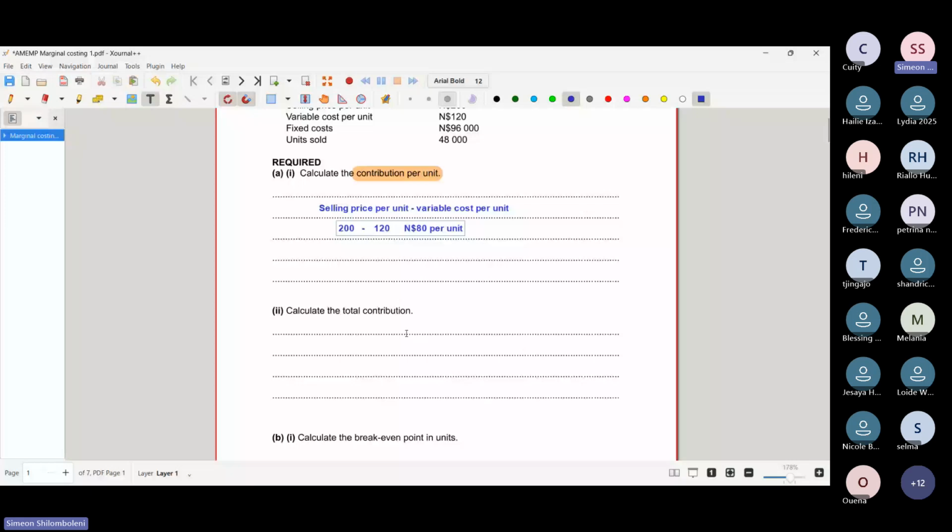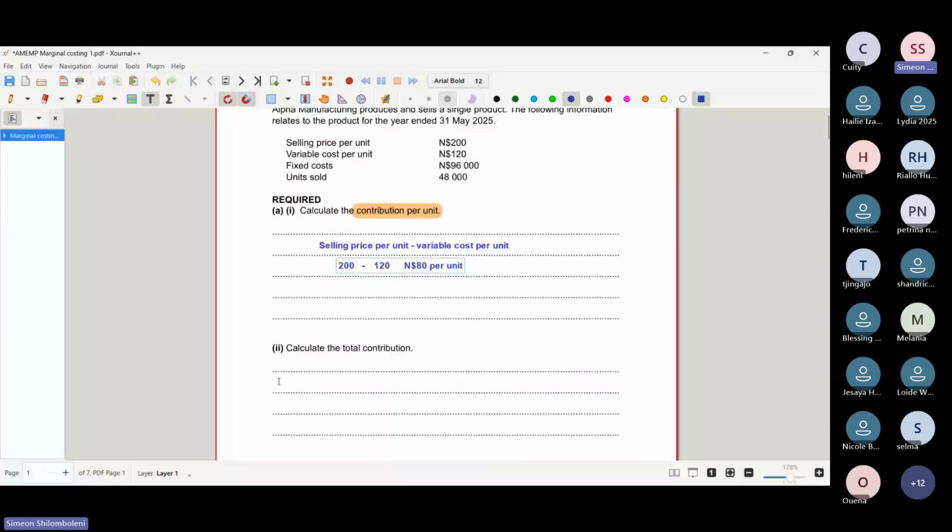They'll give you this information, then they say calculate contribution. Now you will get it in 2 ways. The first way is just to say my total contribution. If my contribution for 1 unit is 80, how many units do I have? I have 48,000 units. Then my total contribution has to be? Can I get the answer?